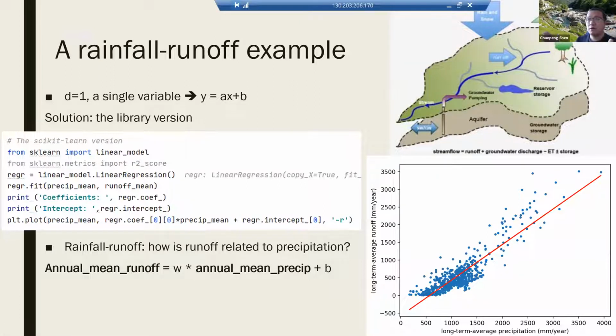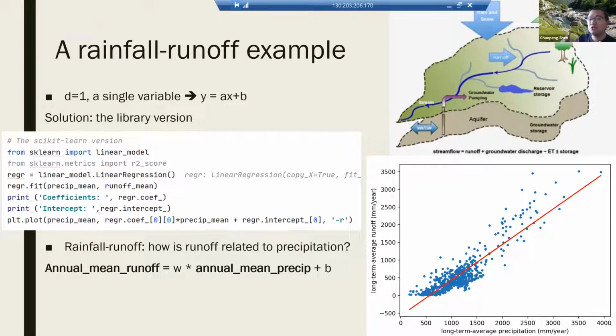Here, I would talk about a rainfall-runoff example where the dependent variable is the long-term average runoff, okay? And the independent variable is the long-term average precipitation. Okay, so this is a hydrologic example, but you can understand it as any other data set in the world that has one dependent variable and one independent variable. Okay, so we know that in a basin, after it rains, water is going to rush out as runoff.